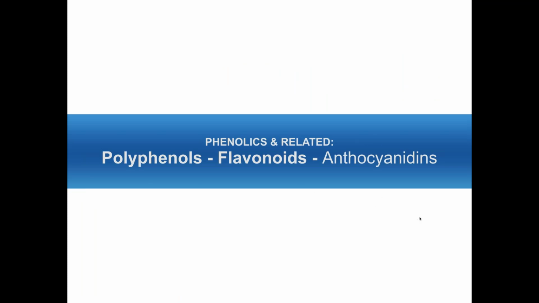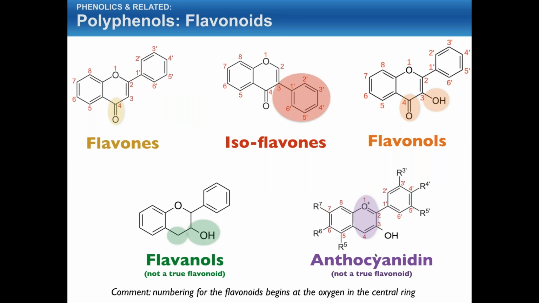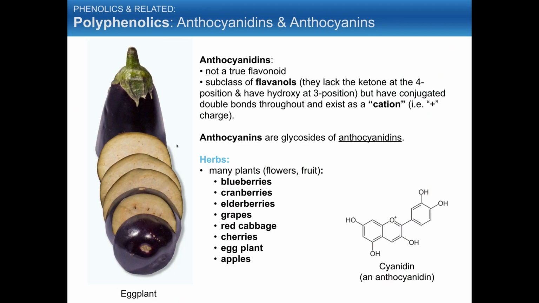So polyphenols, the last group we're gonna talk about are the anthocyanidins. These are the red, purple, and blue pigments you see in a lot of berries and other things. If you look at this eggplant, it's kind of like a giant blueberry from a phytochemical standpoint. That outer shell is rich in various anthocyanidins. There are two names: anthocyanins and anthocyanidins.